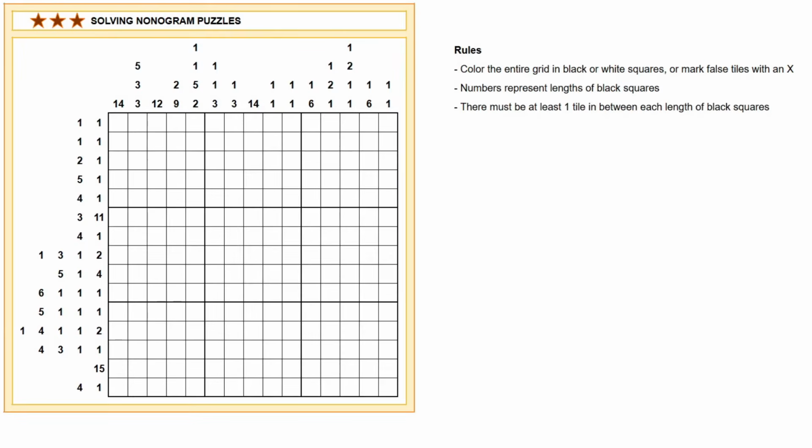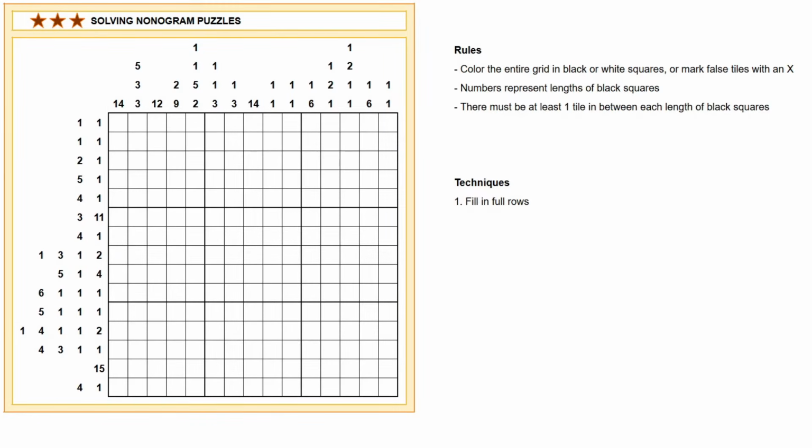Another important rule is there must always be at least one white tile in between each length of black squares. So it can never be that you have the 5 and then the 3 is just pasted directly afterwards. It will always be something like this or this. So to get started, we'll go through a certain amount of techniques that will help us get the picture showing.